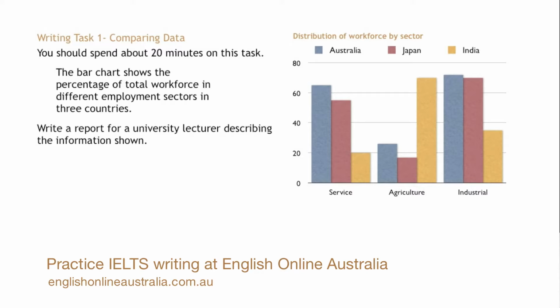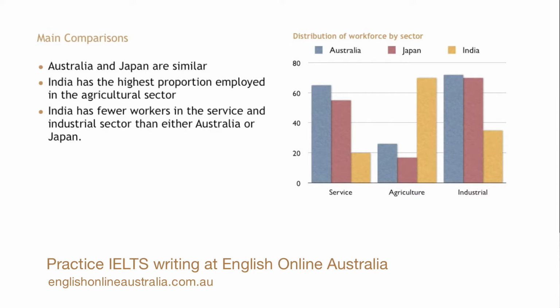And we'll have to use the language of comparing and contrasting to do the task well. So let's look at how to do that. But firstly, let's have a look at the main comparisons. Here we have 3 main comparisons. We just want to focus on the main comparisons. We don't want to talk about every little detail. It would take too long.